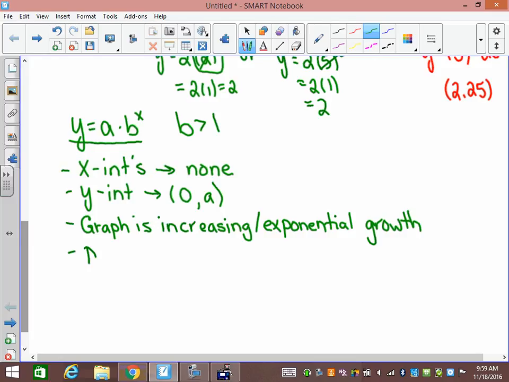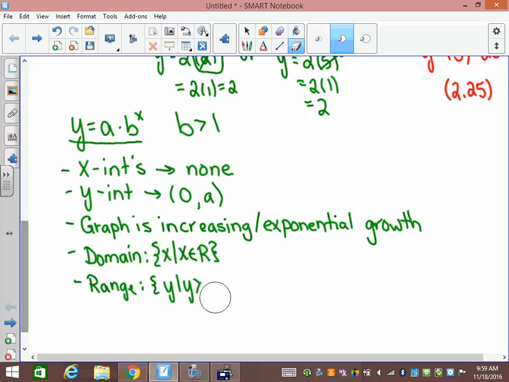What's the domain? x is an element of the reals. What's the range? It just would have been wrong. Okay? Yeah, true.